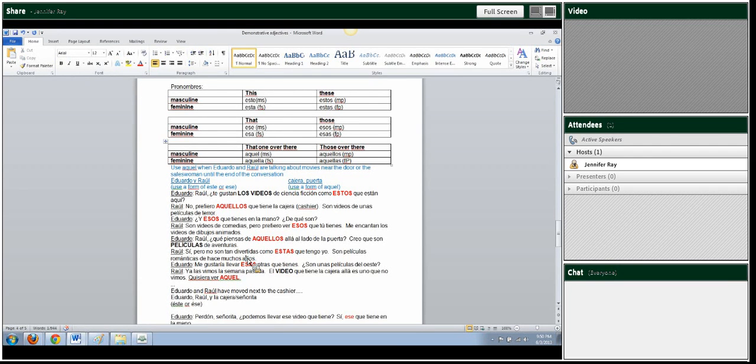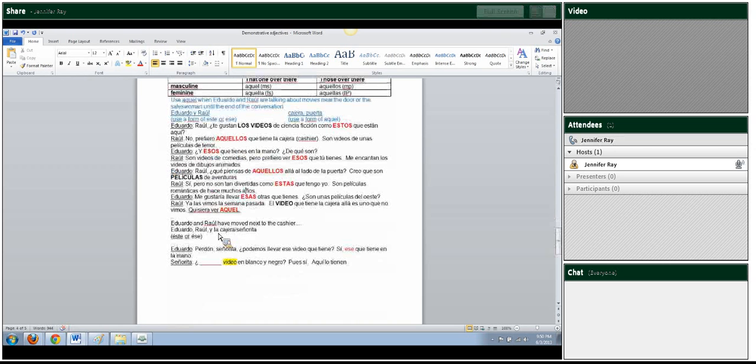Okay. Now Eduardo and Raul are ready to check out, so they move to where they're next to the cashier. So if they're talking about videos between themselves and the cashier, then it's just going to be este or ese. We're not going to use aquel because she's no longer far from them. They moved close to her. So Eduardo says, Perdón, señorita, ¿podemos llevar ese video? Again, we're still talking about video. Que tiene, sí, ese que tiene en la mano. Whoops, I didn't take that one out.